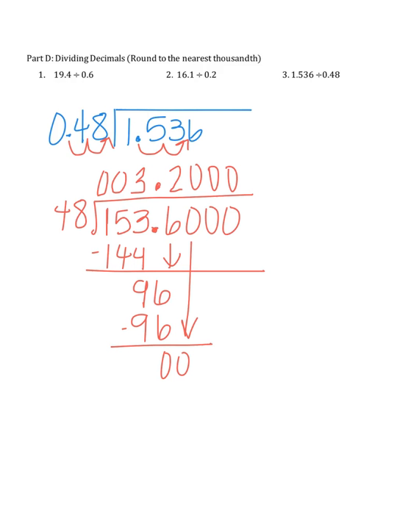So 1 and 536 thousandths divided by 48 hundredths equals 3 and 2/10. If we wrote it all the way out to the thousandths, that is 3 and 200 thousandths.